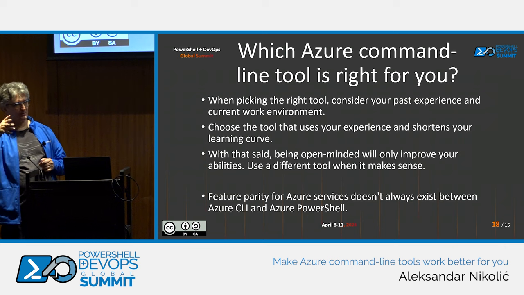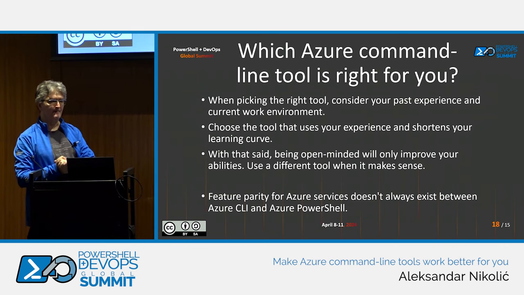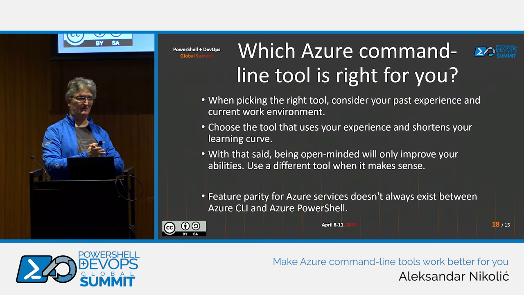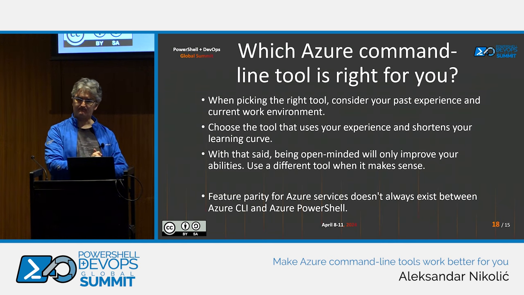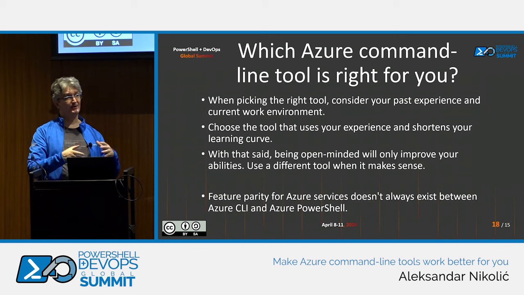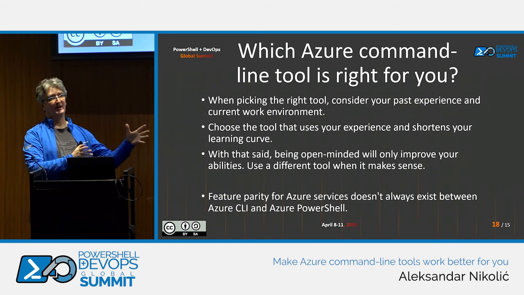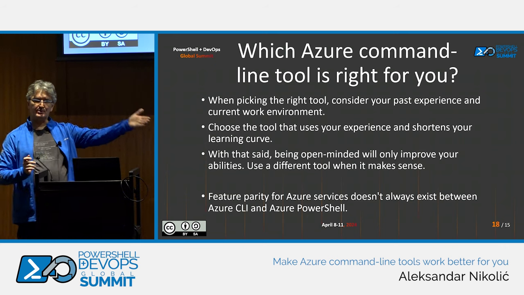But then you will come up to a point where you realize that certain things run better or are just supported in one of them. And maybe that other tool is Azure CLI. For example, Azure Kubernetes Service is known for being very well supported in Azure CLI, but not so much in Azure PowerShell. It's getting better now than it used to be.